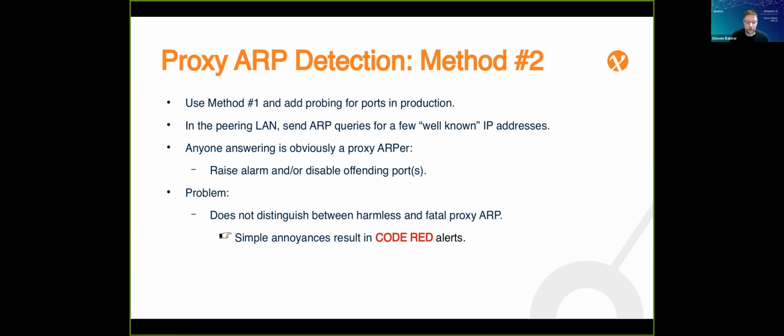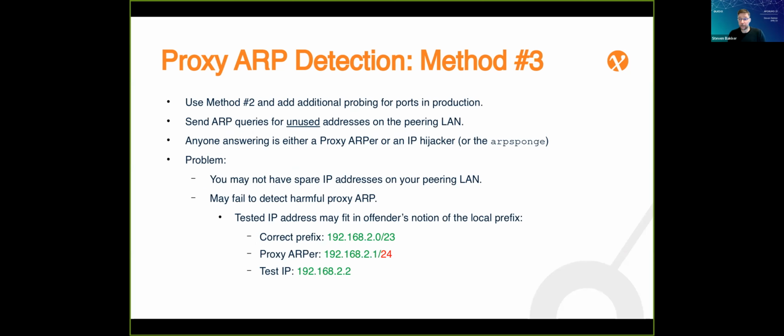And that leads us to method 3, where we use the same method as before, but we also send ARP queries for unused addresses on the peering LAN. We always have a few addresses lying around that are not being used. So anyone answering for those is either a proxy ARPer or an IP hijacker, or in our case, also the ARP sponge, but that's easy to exclude. That has its own limitations.